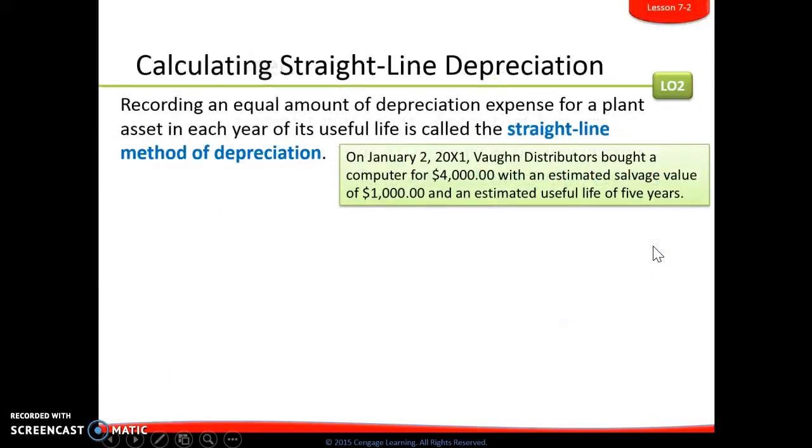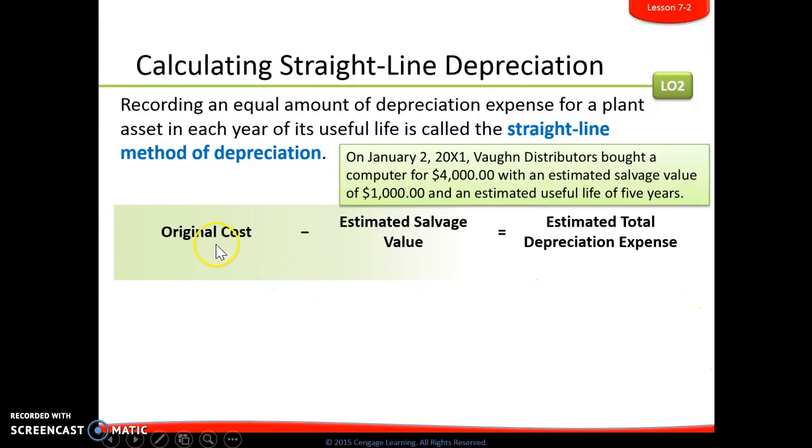So to calculate our straight line depreciation, it says recording an equal amount of depreciation expense for a plant asset in each year of its useful life is called our straight line method of depreciation. They give us an example here. On January 2nd, Vaughn Distributors bought a computer for $4,000. It has an estimated salvage value of $1,000, and its estimated useful life is 5 years.